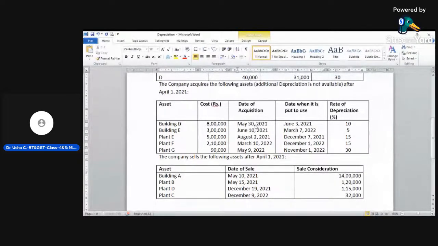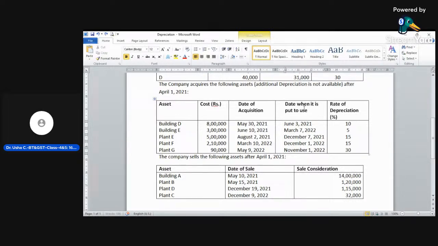And when it was put to use, it is very important, dear students, that you should remember the period of put to use. When it has been put to use is very important, because if the asset is put to use for less than 180 days, or if the asset is not at all used during the previous year, then there is no depreciation. If it is put to use for less than 180 days, then only half of the depreciation is charged. So when the assets are purchased during the year, we have to check when this asset has been put to use.